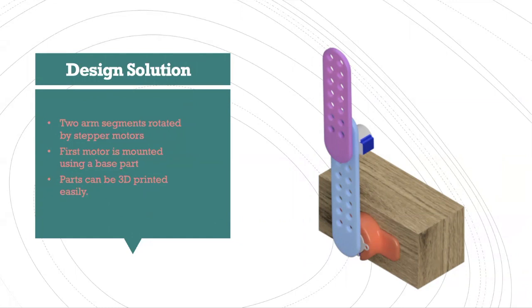The second segment is the blue one. It includes 2 places for the stepper motors to be mounted, and this will allow it to rotate itself and also the top segment. And then we also have a motor mount on the bottom that's orange, you can see. This will be 3D printed as well. And this will just keep the stepper motor in place and attach it to whatever you want to attach it to.